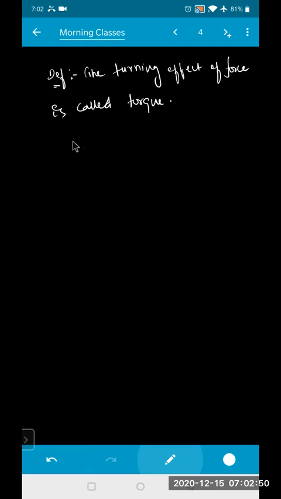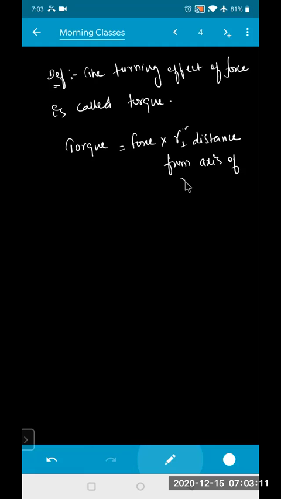So the magnitude of the torque is calculated by the formula: torque is equal to force into perpendicular distance from the axis of rotation.